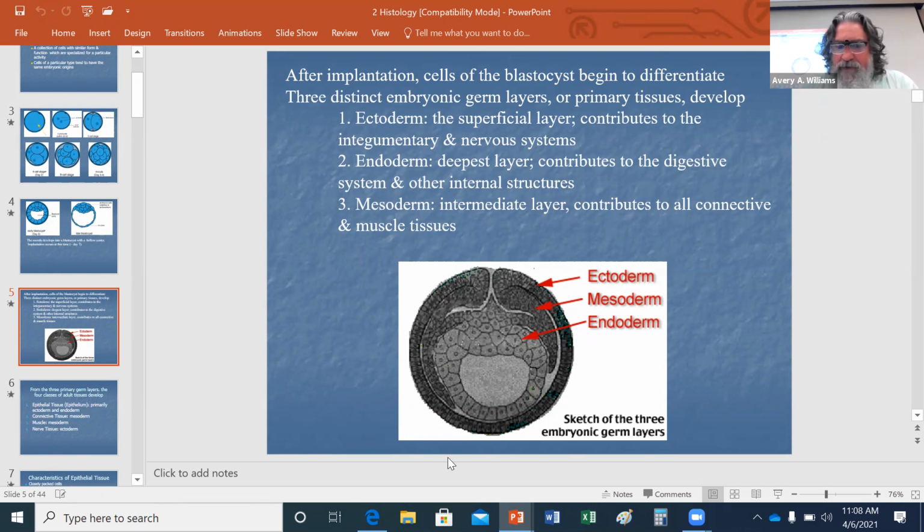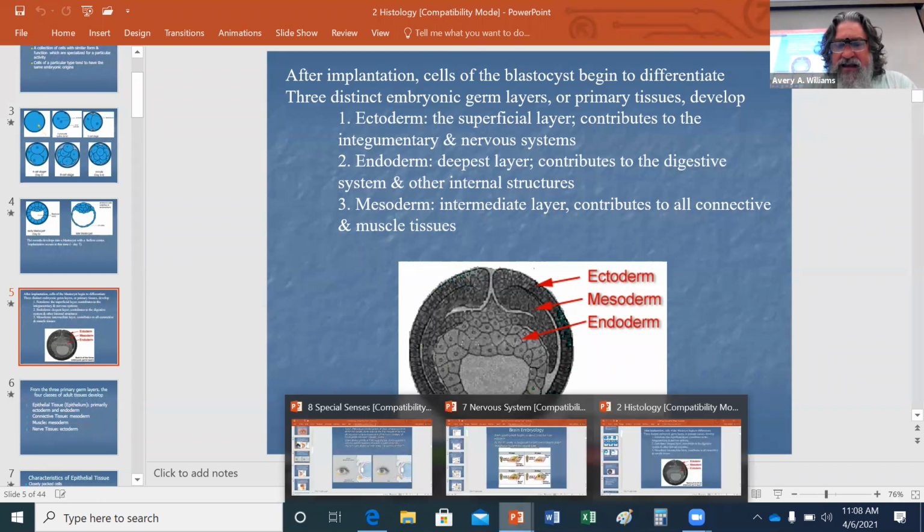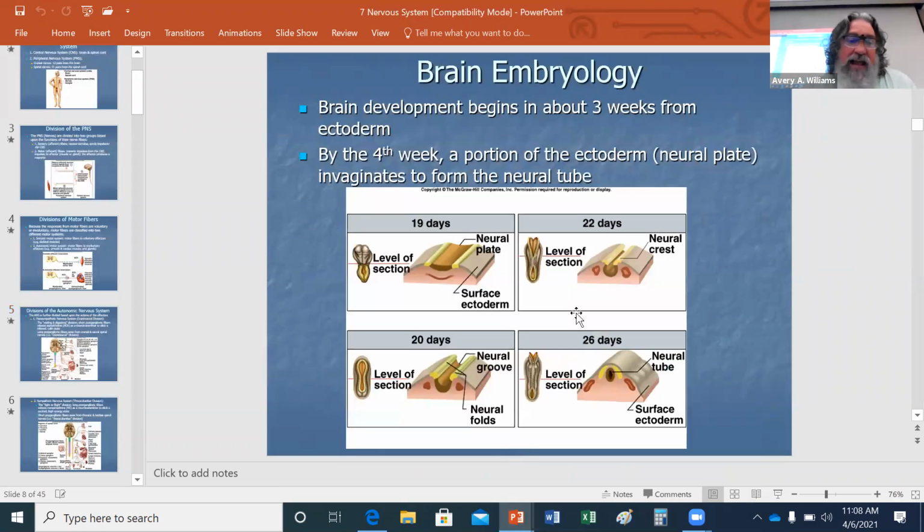And if you look right here, this is how it happens. This is that outer layer, the ectoderm. One portion of it forms this thickening plate called the neural plate. The neural plate grows and folds in. They call it invagination. To invaginate means to fold in. And it comes in and pinches around and forms this tube. And that's how your central nervous system is formed. It forms into this long hollow tube.